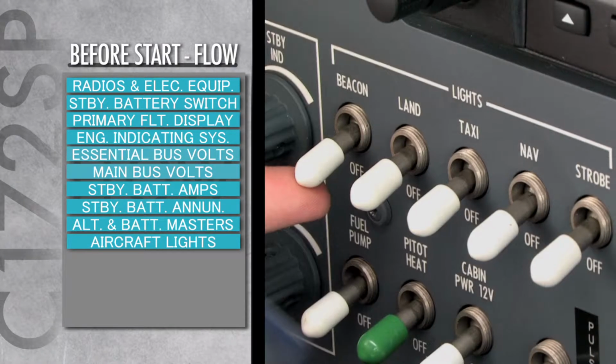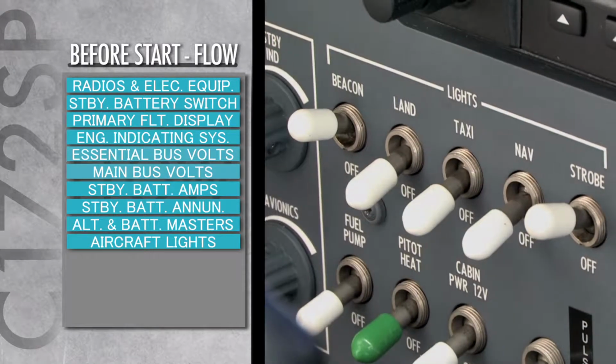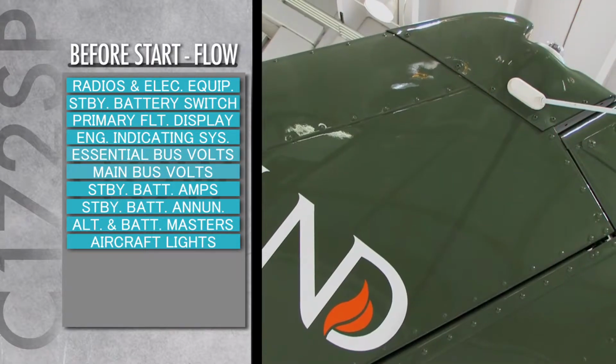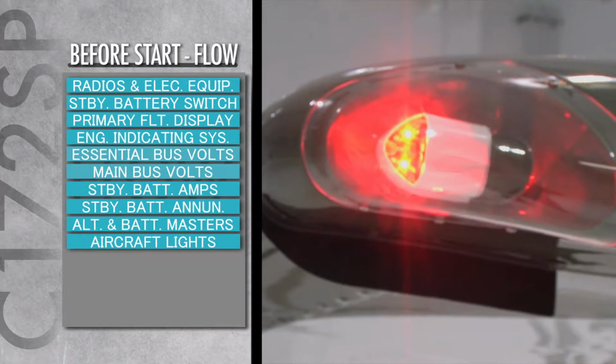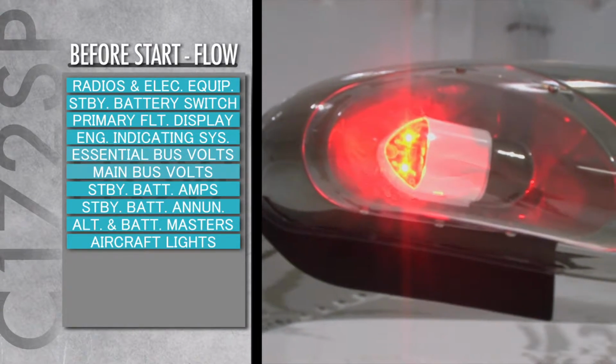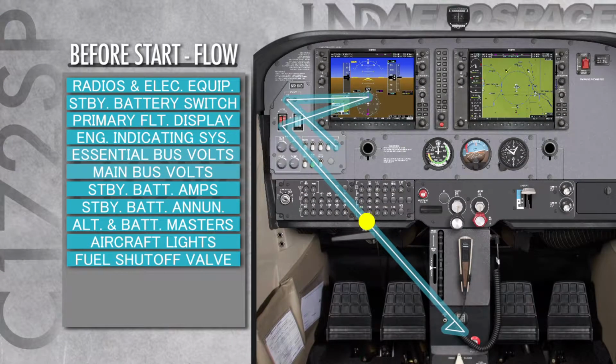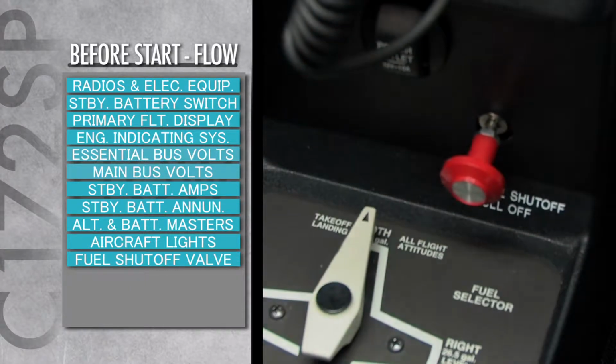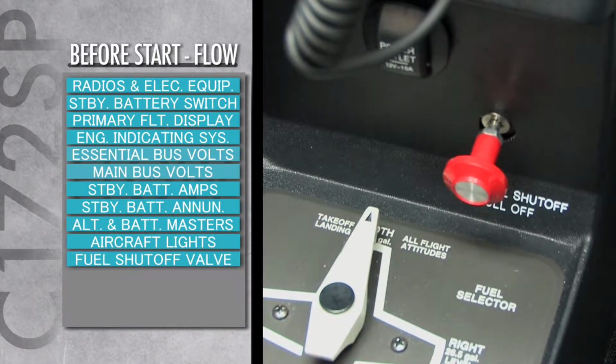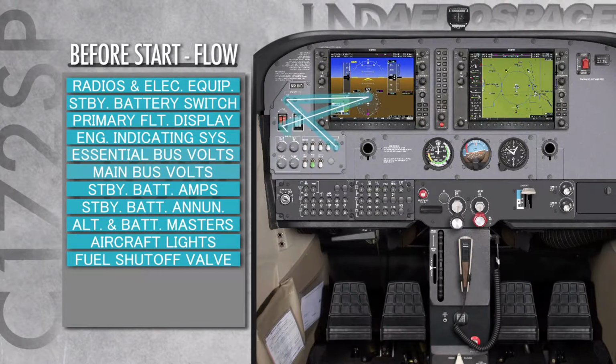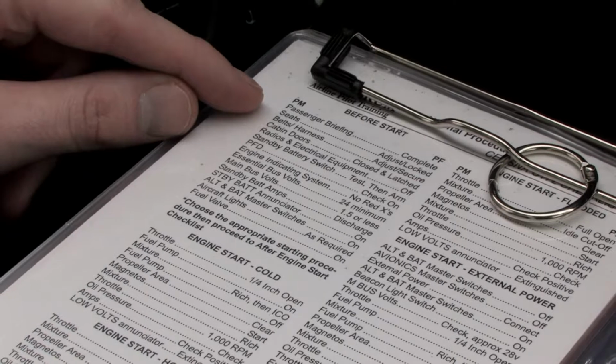Aircraft lights. For flights during the day, both beacon and strobe lights should be turned on. For night operations, beacon and navigation lights are required. Fuel shutoff valve. The fuel shutoff valve should be verified on by confirming the knob is pushed full in. Upon completion of this flow pattern, the pilot must verify accuracy by referring to the printed checklist.